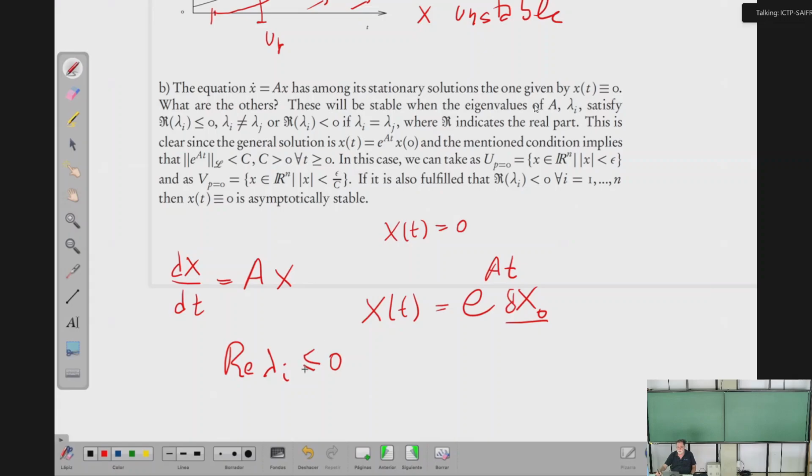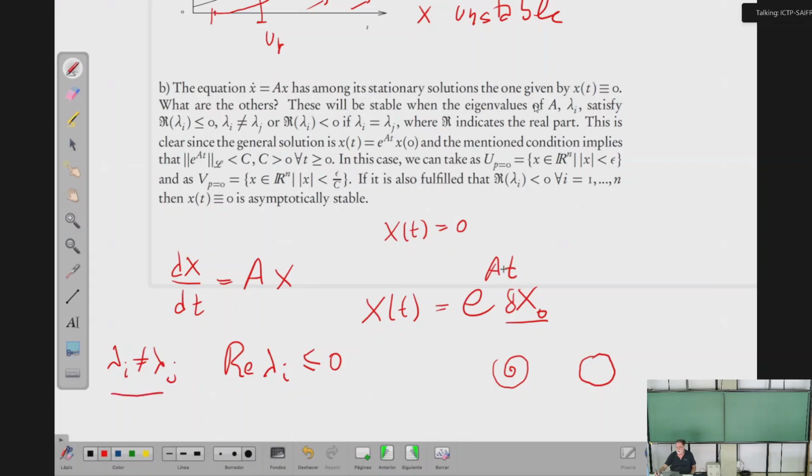Because if they have a real part negative, the solution will circle around to 0, so it's asymptotically stable. And if the real part is 0, you know that they do orbits. So this is a solution. I mean, this is the case when lambda i is different from lambda j for all i, j.